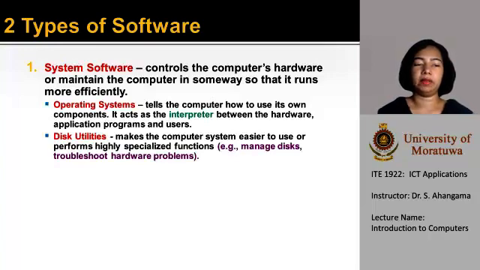Operating system. That tells the computer how to use its own components. It acts as the interpreter between the hardware, application programs, and users. Operating systems run all the other computer programs and even regulate the startup process of the computer. For example, we can consider Windows 10, Windows Vista, XP, Mac OS, Linux.